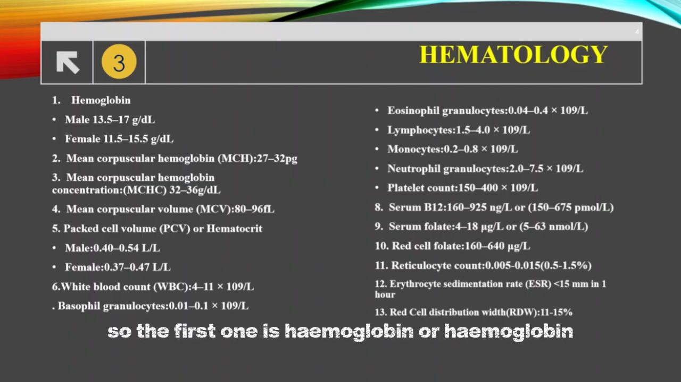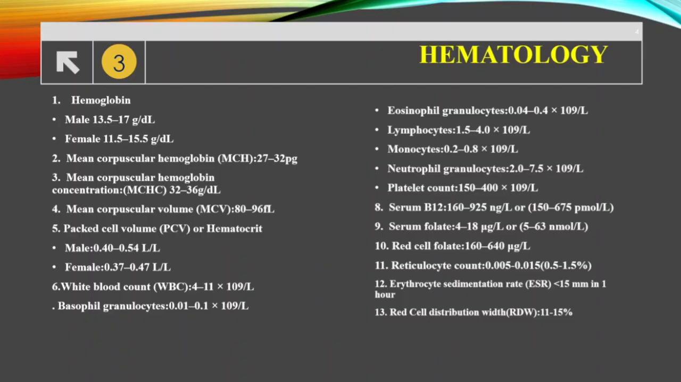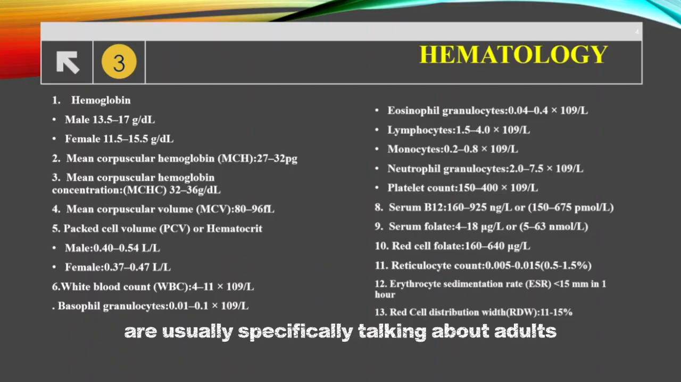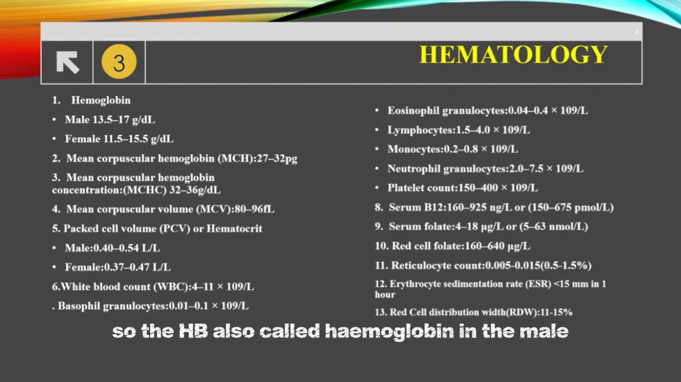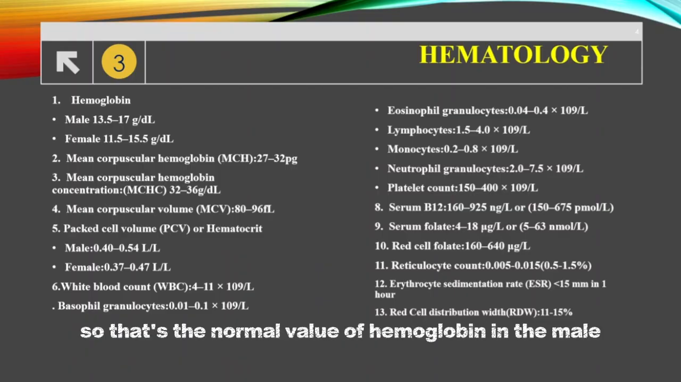The first one is hemoglobin. Under hemoglobin, the values differ according to sex and age. But in this video, I'm specifically talking about adults. I'm not focusing on pediatrics, so the values we discuss in this video are specifically for adults, unless indicated otherwise. The Hb, also called hemoglobin, in the male is 13.5 to 17 grams per deciliter. That's the normal value of hemoglobin in the male.